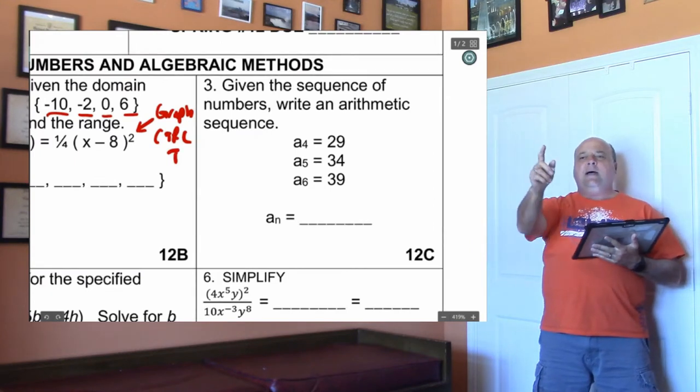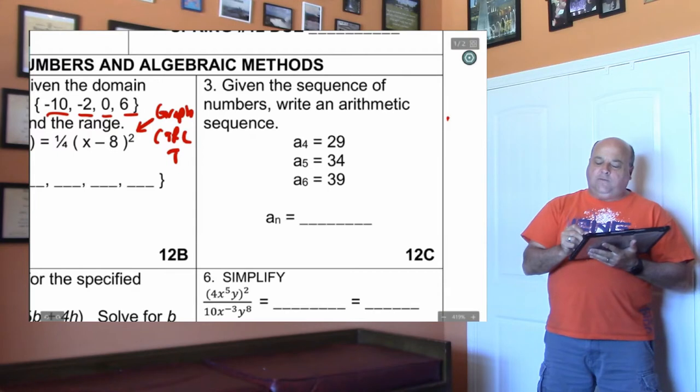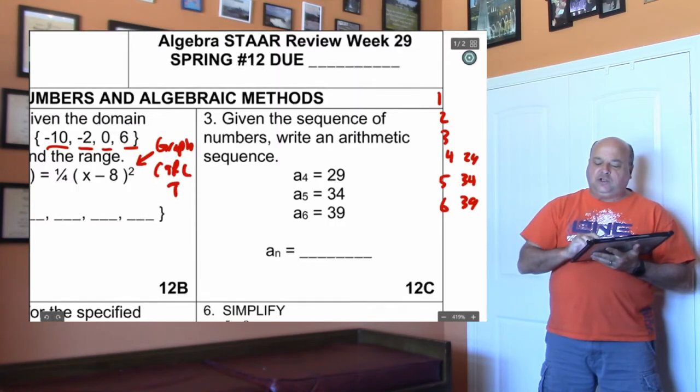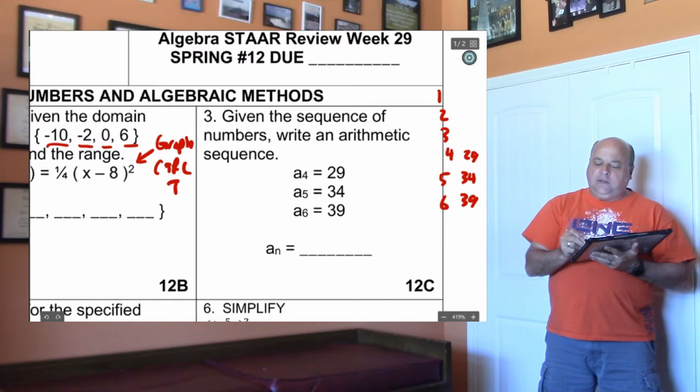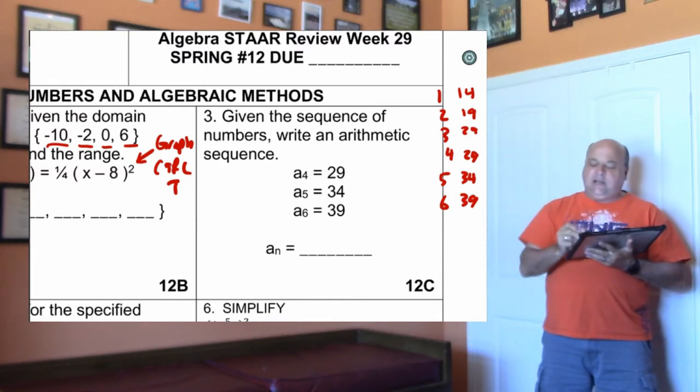Okay, you're going to learn about sequences this week. So the first thing we got to do, let's go over here. The 4th is 29. The 5th is 34. The 6th is 39. We got to backtrack and get to the first term, okay? So the third term will be 24. We're just going to subtract 5, aren't we? Okay, so if we go down, we're adding 5. If we go up, we're subtracting 5.